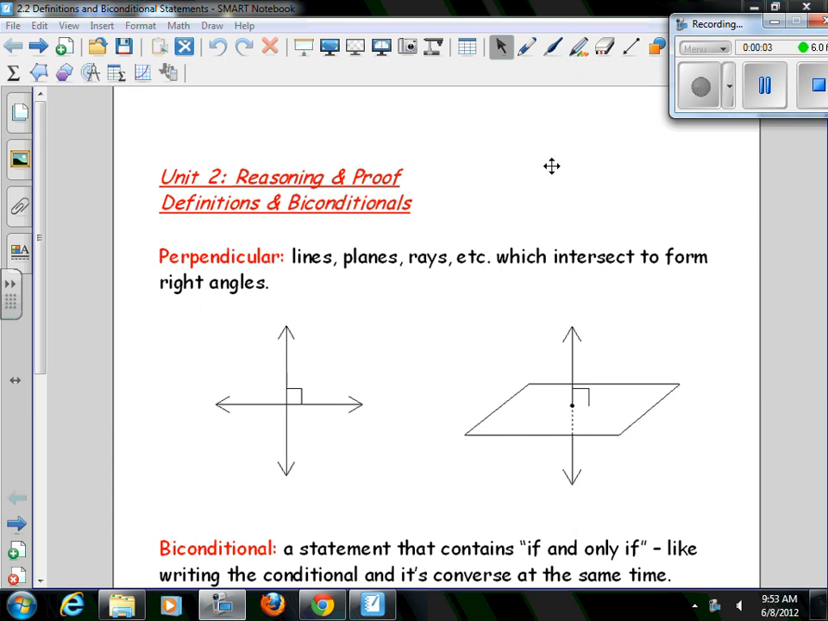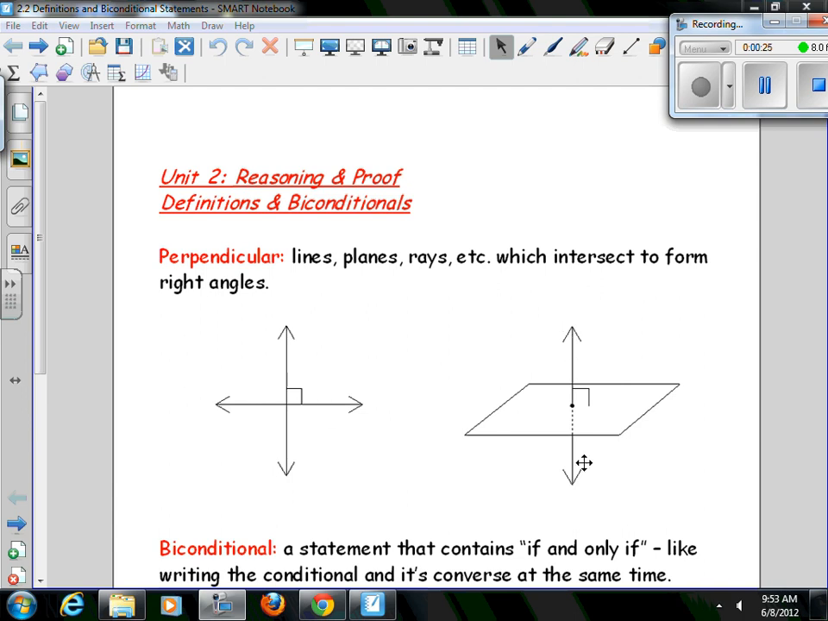Today we'll be talking about definitions and biconditionals, and we're going to start with the definition of perpendicular. Perpendicular means having lines, planes, rays, etc., which intersect to form right angles. Here we have two lines that intersect to form a right angle.